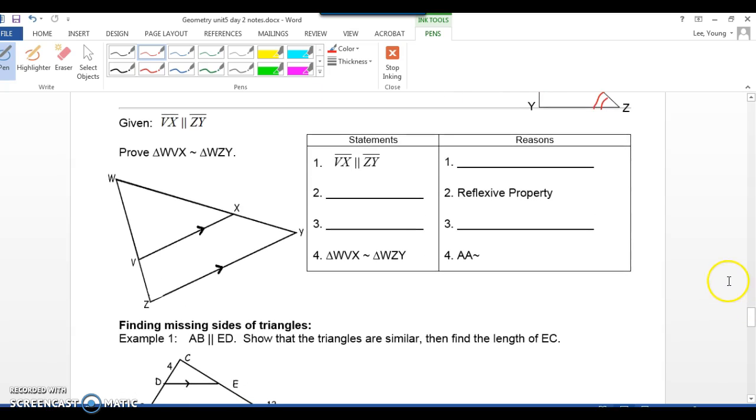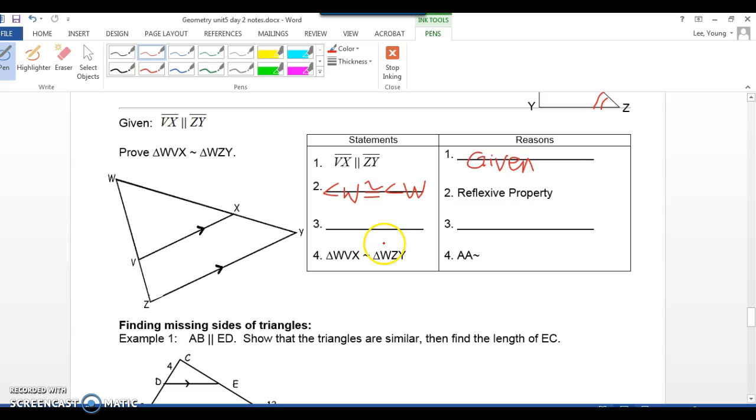Given is VX is parallel to ZY. So that is given. Now we're using the reflexive property. The reflexive property is that something is equal to itself. So which one should I use? We know that triangle WVX and triangle WZY have a common angle, which is angle W. So angle W is congruent to angle W.